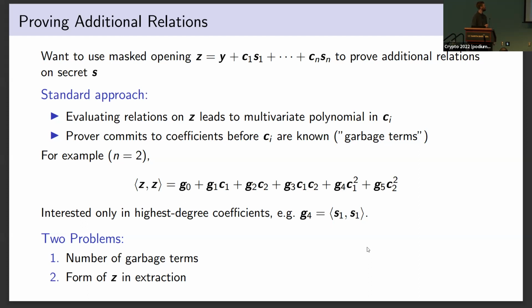Now, to use this primitive, there are going to be two problems in practice. First, for large n, the number of these coefficients in this multivariate polynomial is going to explode. So this is going to be a large number of terms. And basically, for analyzing this protocol and proving its soundness, we need that in the extraction we can control some of the form of Z. I will say what I mean by this and how to solve these problems.